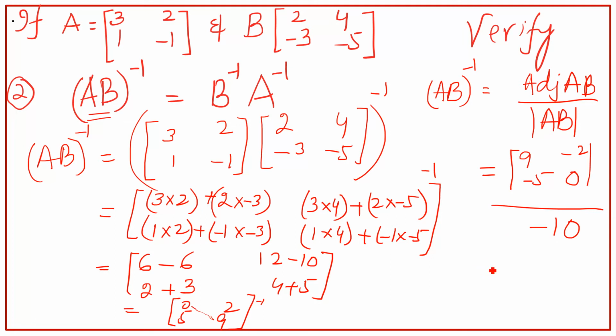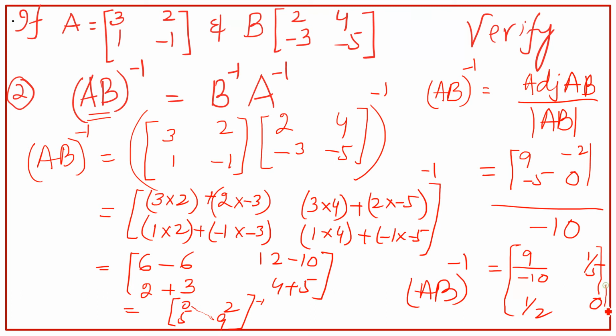So it means this -10 will divide each and every entry. It will be 1/5. It is 1/2 and 0. So this is AB whole inverse equal to this one, right? AB whole inverse is equal to -9/10, 1/2, 1/5 and 0.